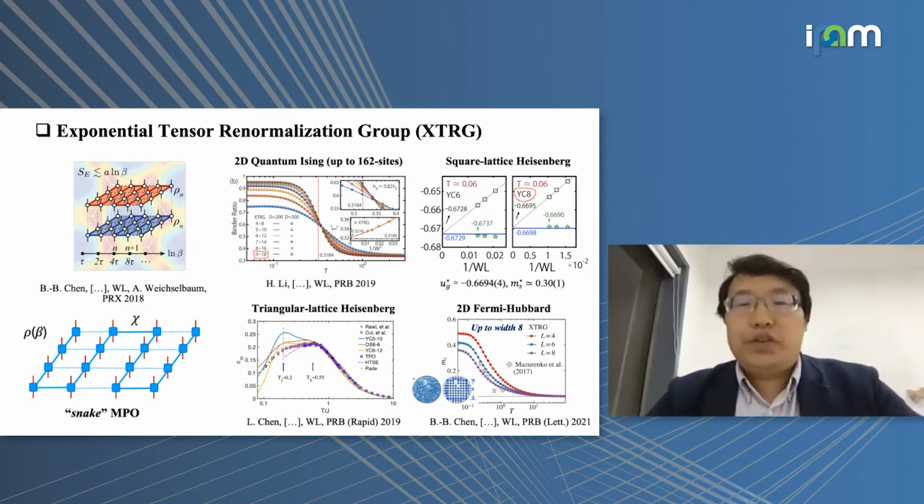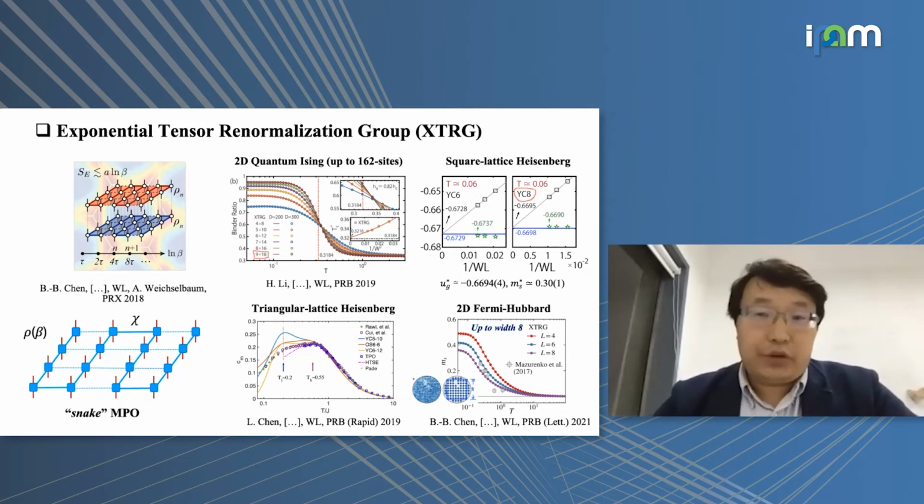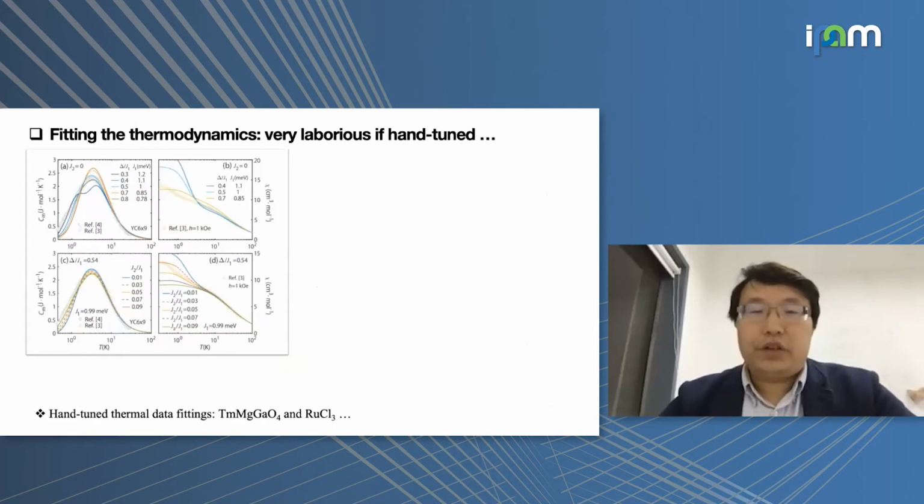Okay, so with LTRG in 1D and XTRG in 2D, we are confident that we can actually try to fit the experimental measurements, the experimental thermal data, and try, in a hand-tuned manner, to find the microscopic spin model of these quantum magnets, right? However, it is still very tedious, laborious, right?